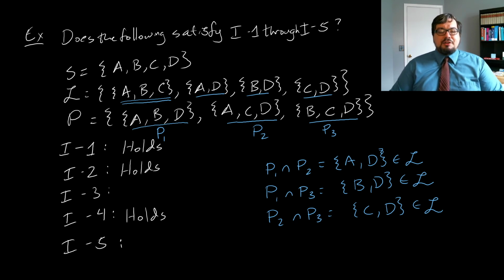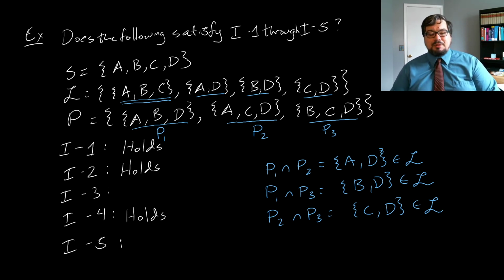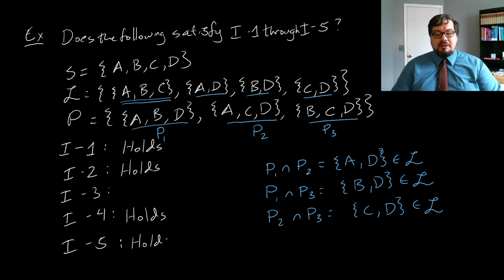We need to know that there exist 3 non-collinear points. Well, they do. A, B, and D would be an example of it. And there exist at least 4 non-coplanar points, and that also holds. A, B, C, D, the collection of all 4 points in the space, are non-coplanar, and therefore I5 holds.